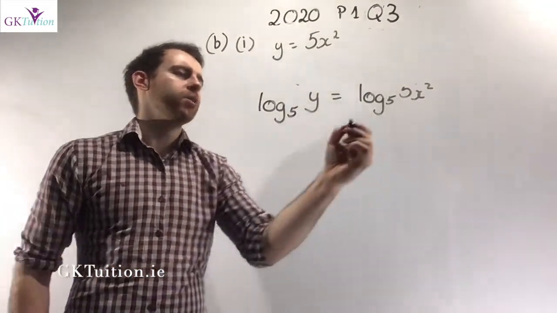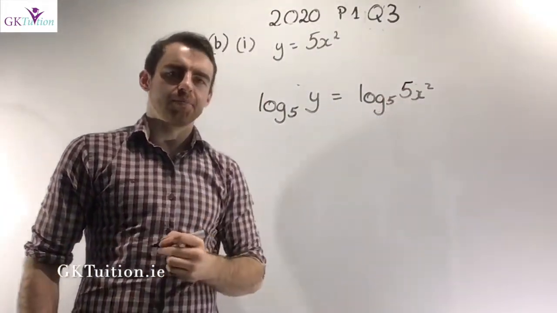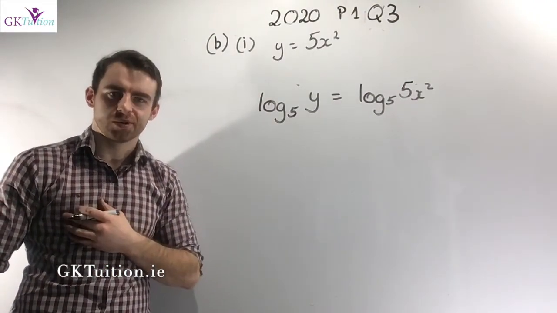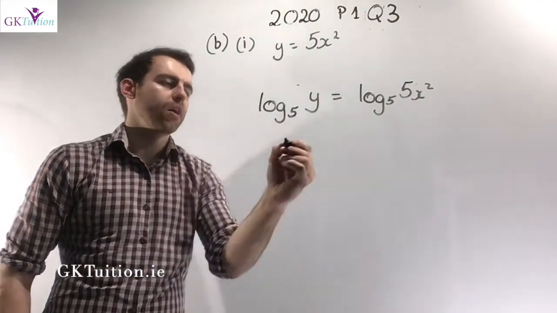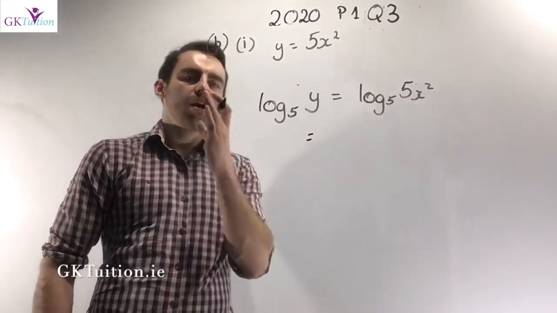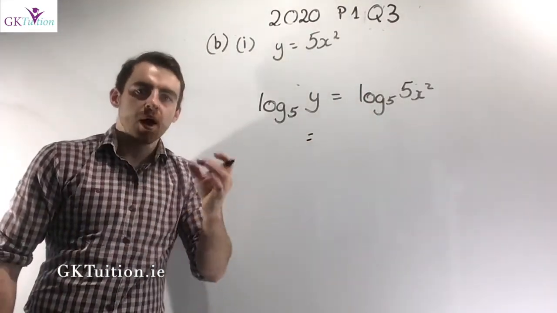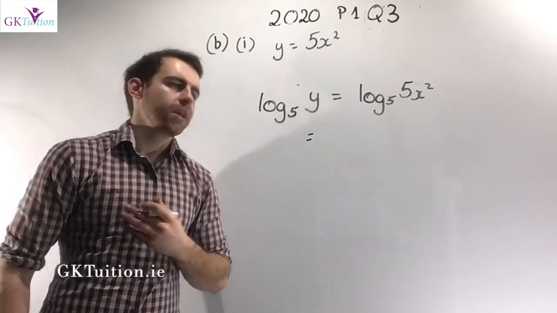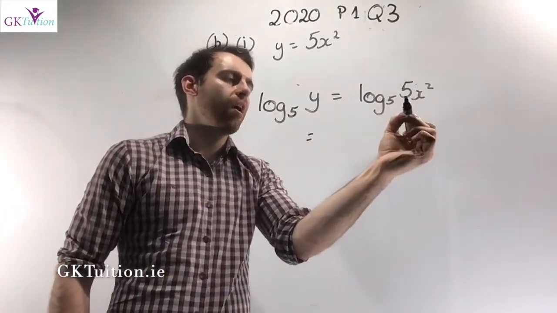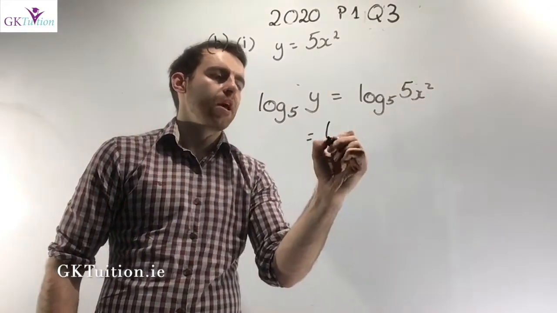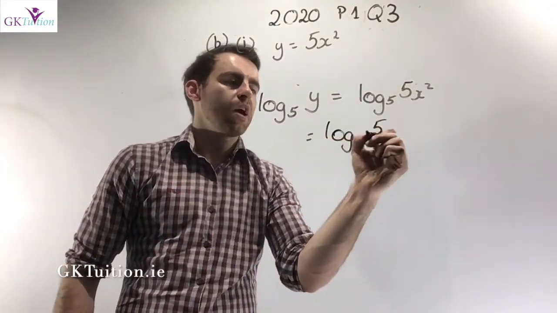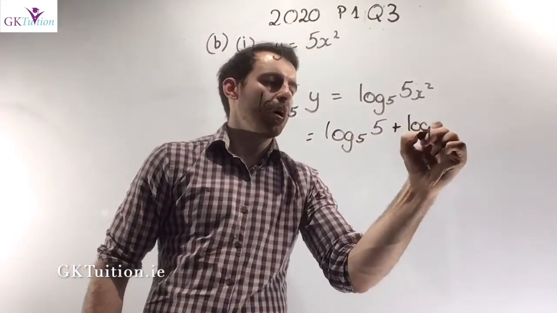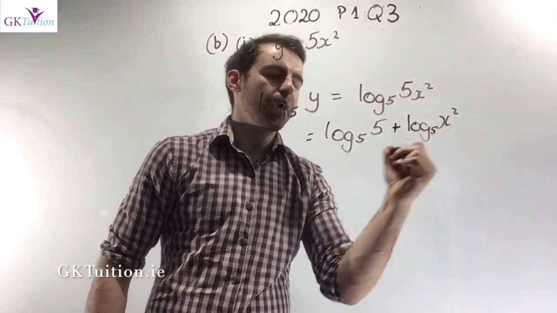So you should go to page 21 in your maths tables. On page 21 in your maths tables, there's a number of rules of logs that we can use. The first rule of logs tells me that if I've log of x multiplied by y, I can split it up, so it's log x plus log y. So on the right-hand side here, I've log of 5 multiplied by x squared. Based on that first rule of logs, I can split this up into log 5 to the base 5 plus the log of x squared to the base 5.